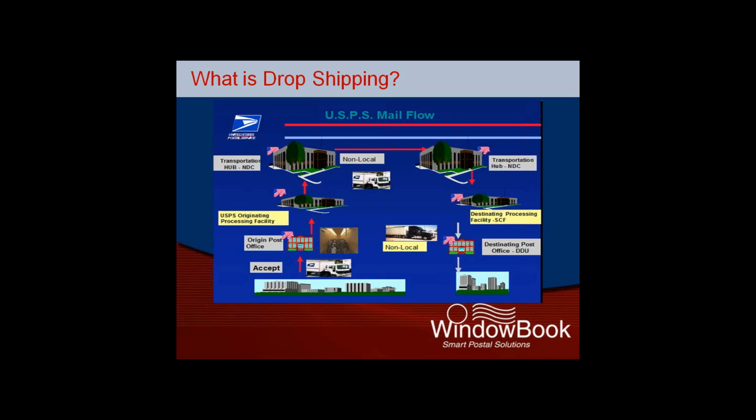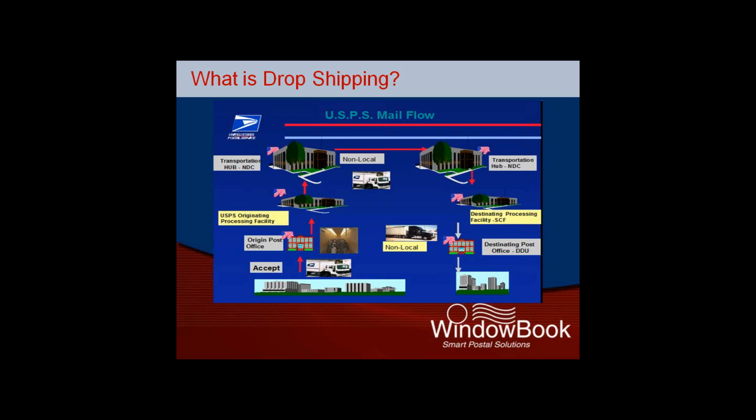After further sortation takes place, the mail is then transported to the delivery post office. This is also known as a destination delivery unit, or DDU, where it goes through a final sort. Your mail is then sent out with the carriers for final delivery to the mailbox.